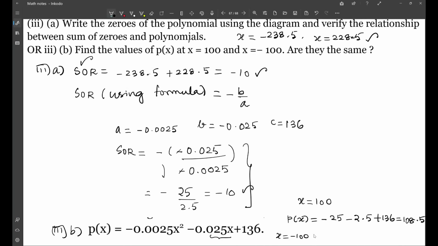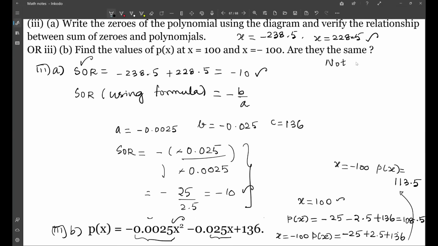The other x value is minus 100. When x is equal to minus 100, p of x is equal to, this does not change because when squared, minus 100 gives you the same value as plus 100. So minus 25. So here it becomes plus 2.5 plus 136. So here the value would be different. So I'm writing it here. So p of x when x is equal to minus 100, the value of that would be 138.5 minus 25, which is equal to 113.5 units.